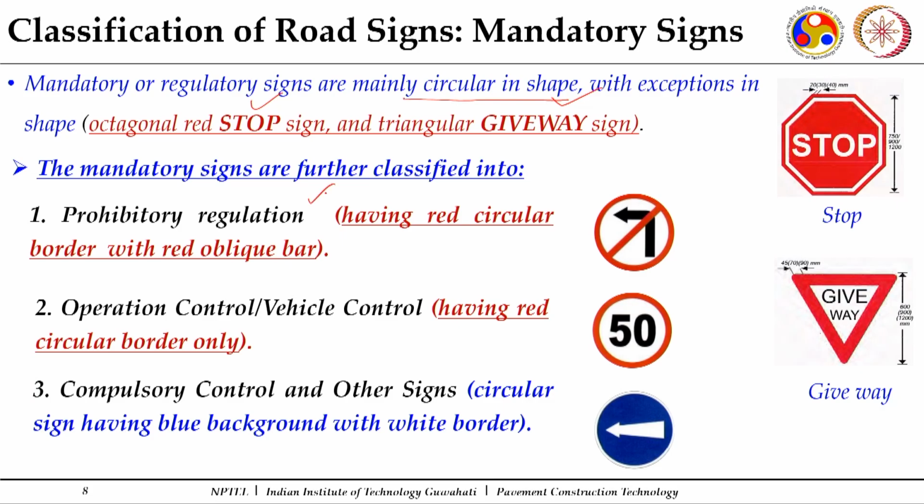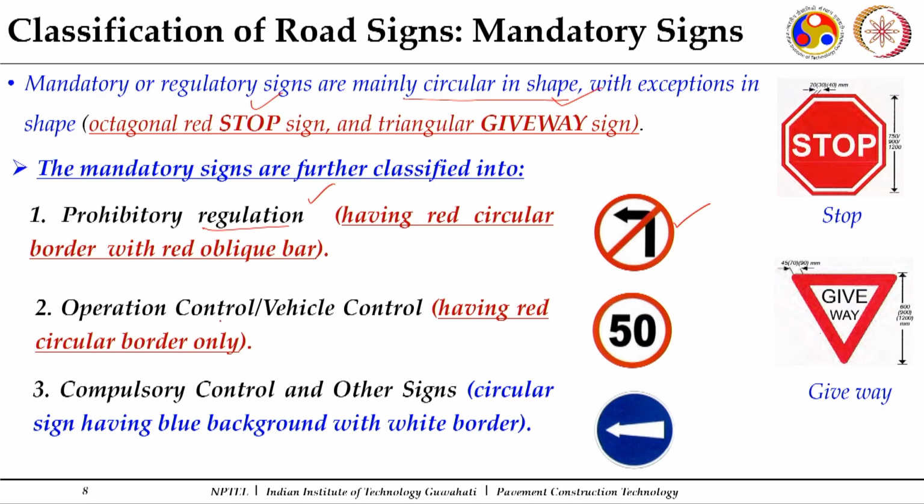So, prohibitory means they are prohibiting certain actions or certain movement. It has a red color border with a red oblique bar. You can see this is a red circular border with a red oblique bar. So, left turn is not permitted here. Now, this is one type of regulatory sign, which comes under the mandatory or regulatory signs.